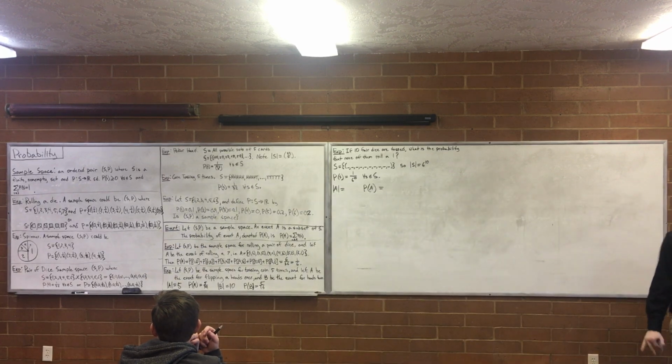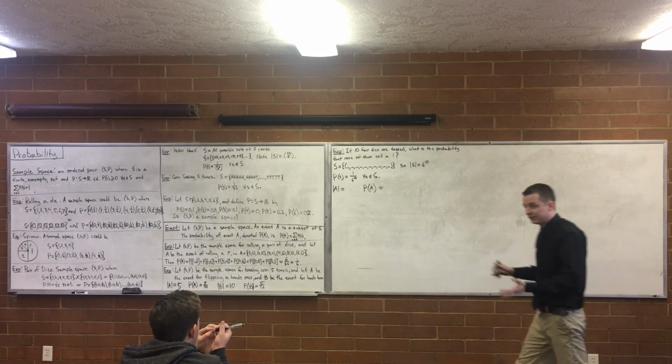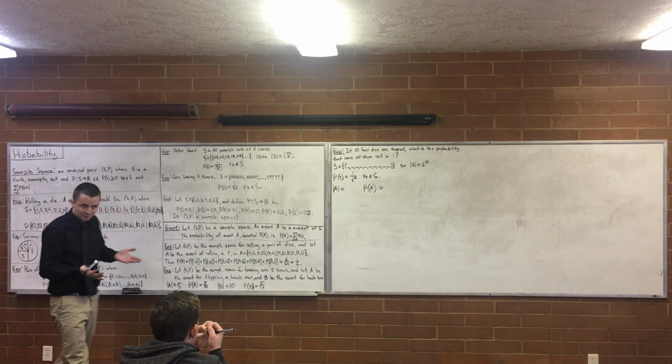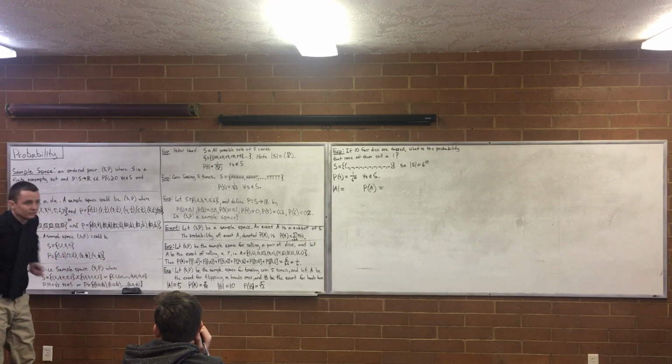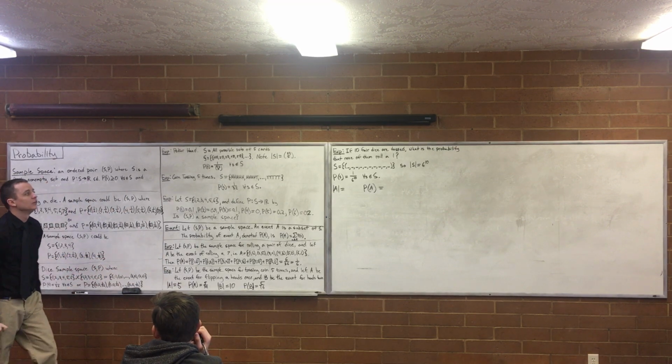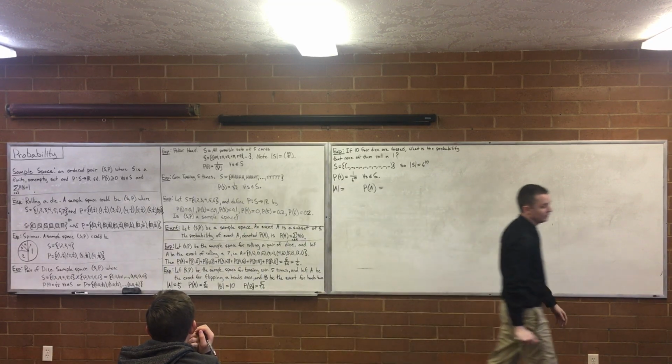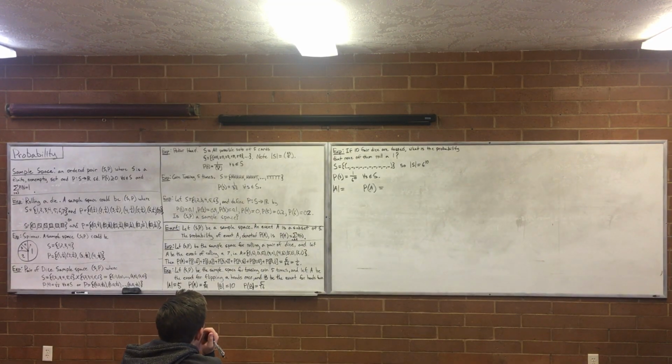Alright, let's play again. Okay, now you have 10 fair dice, 10 fair 6-sided dice. I didn't specify 6-sided, but 10 fair 6-sided dice. You roll them all. What is the probability that you do not roll a 1?